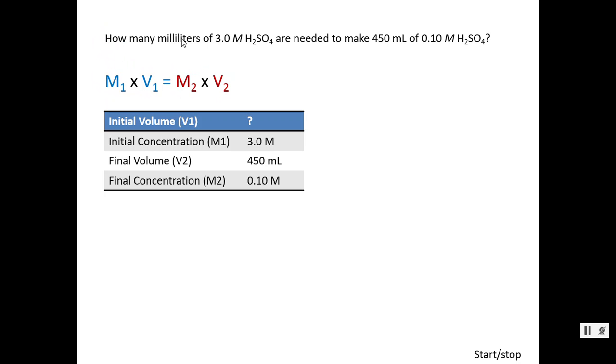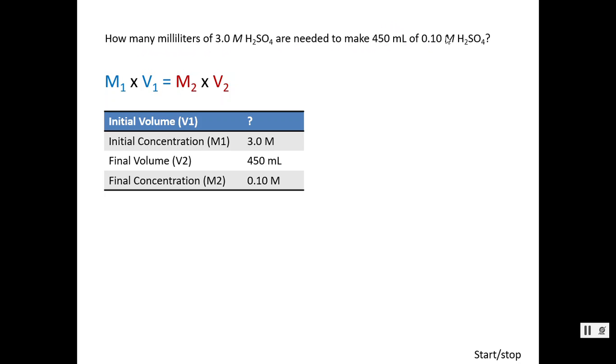Now in this question, let's go ahead and do this question using the M1V1 equals M2V2 equation. I want to know how many milliliters of 3 molar H2SO4, sulfuric acid, are needed to make 450 mL of 0.10 molar sulfuric acid.